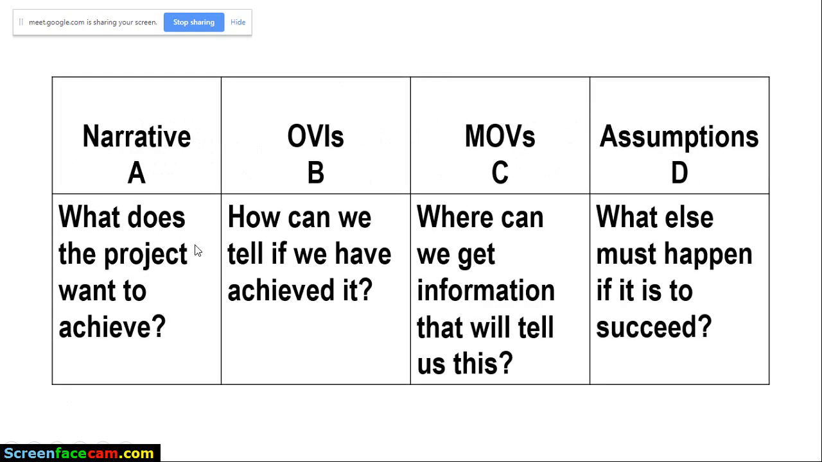Narrative summary will be, what does the project want to achieve? We know that there will be the output, there will be the outcome, there will be the goal. We are going to have the activities and the inputs. Then, objectively verifiable indicators, which I've talked about already.